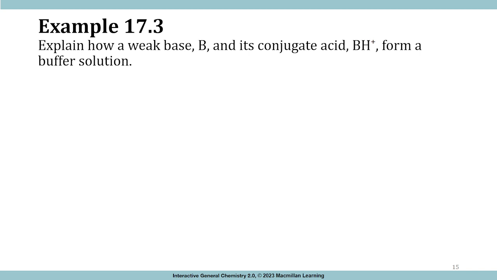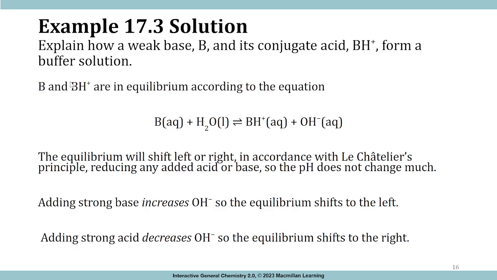Okay, so let's explain how a weak base, B, and its conjugate acid, BH plus, form a buffer solution. So how in the heck do those work to form a buffer solution? Well, your B and BH plus, they're going to have an equilibrium, right? So B, reacting with water, is going to give you BH plus and OH minus, right? And this is an equilibrium.